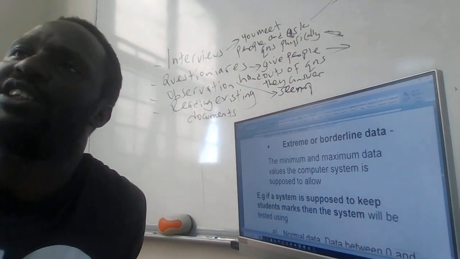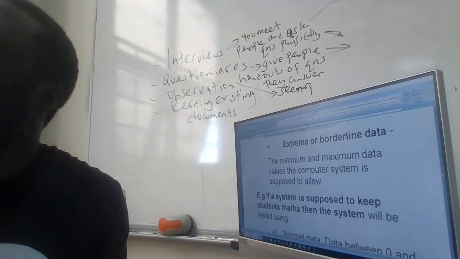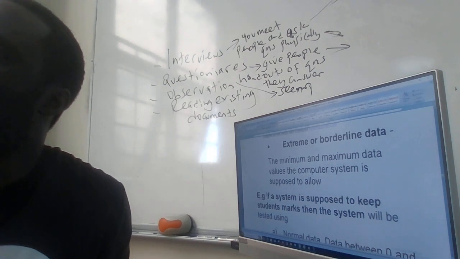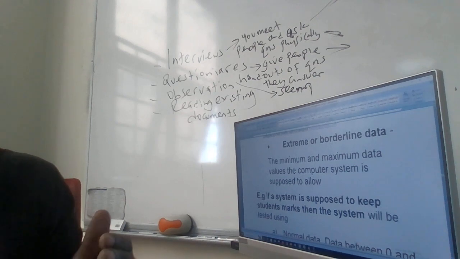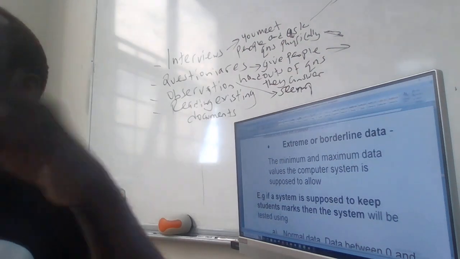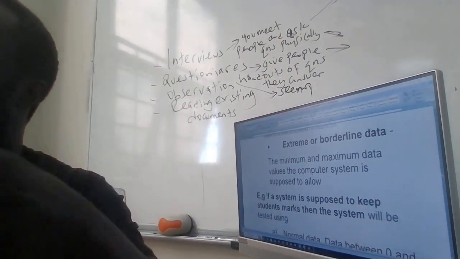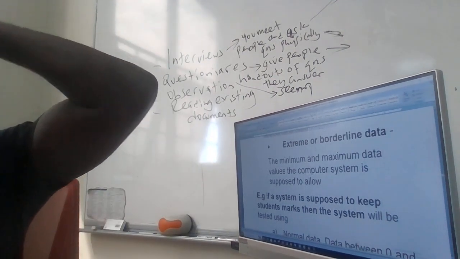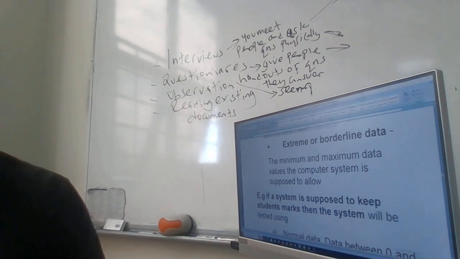Extreme, or borderline data, basically means the first and the last normal data: the minimum and maximum normal data, because there's a range. For example, for marks, we expect from 0 to 100. So 0 becomes extreme and 100 becomes extreme. So the first and last normal value, or the minimum and maximum normal data value, are called extreme data values.